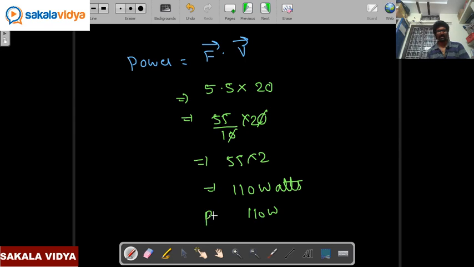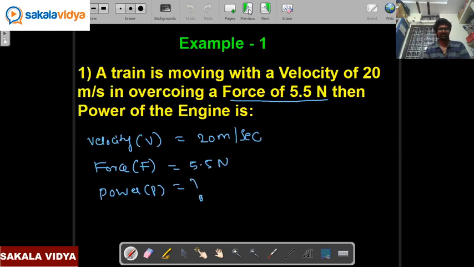So what is the power required? 110 watts. A train is moving with a velocity of 20 meter per second, overcoming a force. The power required for the train is 110 watts. And the formula for that is power is equal to force into velocity. Chalo, next concept.